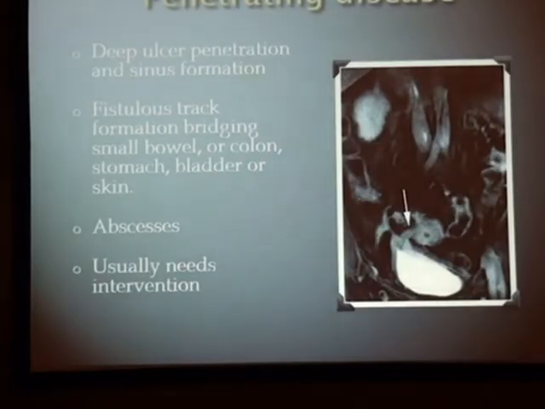Penetrating disease happens when a deep ulcer penetrates, resulting in sinus formation, when a fistulous tract occurs bridging between the small bowel or colon, stomach, bladder, or the skin. There may be multiple abscesses, and this usually needs intervention, either surgically or with interventional procedures such as putting a pigtail catheter or whatever the interventionists can do. In this case of MRI, there is a fistulous tract seen between the bladder and the bowel, and the fistulous tract is depicted very clearly with the MRI.